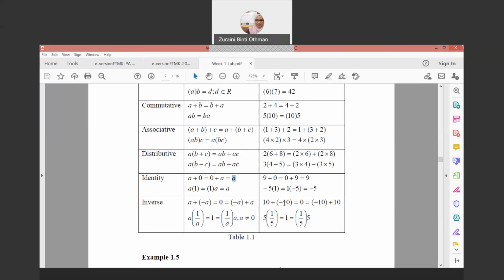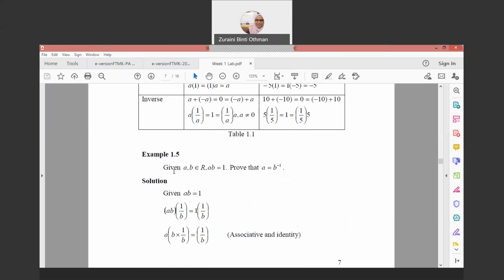10 tambah negatif 10 akan dapat kosong. That's the inverse. Okay, kalau A darab 1 per A, kita akan dapat 1. Macam juga 5 darab 1 per 5, kita akan dapat 1. That's the inverse.